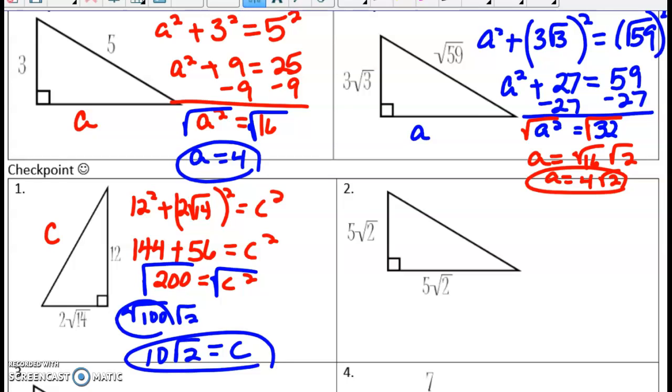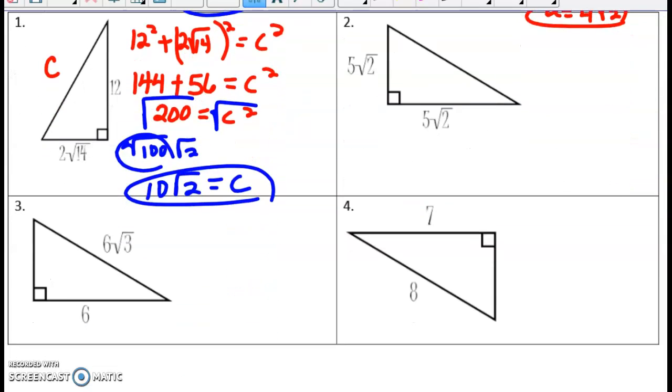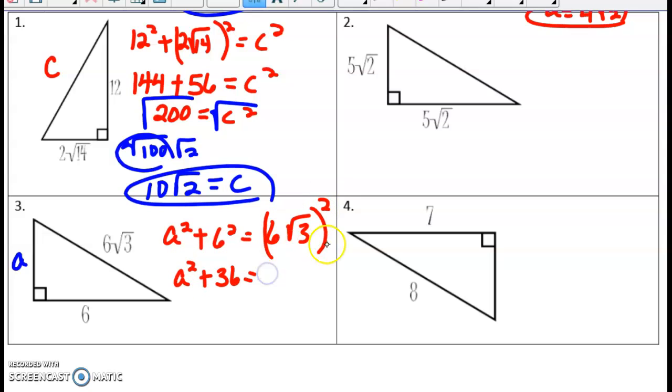Okay. And I'm not going to do 2. Let's skip to 3. Here I'm missing a leg. I'm going to say a squared plus 6 squared equals 6 root 3 squared. This is a squared plus 36. And I have to do this on my calculator. Put it in parentheses and you get 108. Subtract 36.